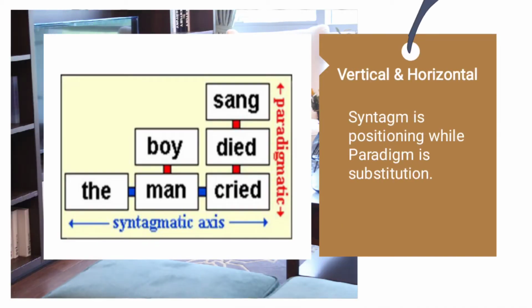And here is the example of vertical and horizontal axis. So we have the syntagm is positioning, while the paradigm is the substitution. As you can see in the graph, the man cried. So that is the syntagmatic, so that is the positioning. But when we apply the paradigmatic or the paradigm, those are the signifiers. We can make the man died, or at the same time the boy cried, or in another form the man sang. So that is the purpose of the vertical and horizontal axis.